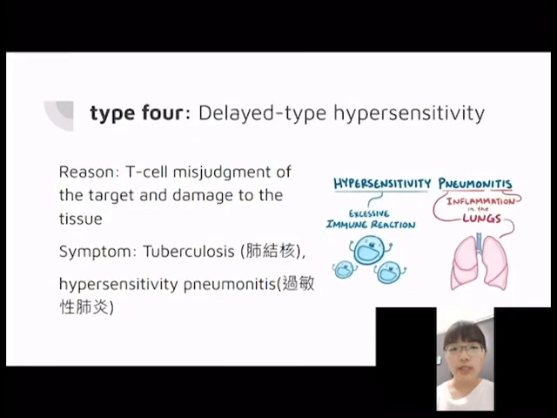The last type is delayed type hypersensitivity. It is named so because after contact with certain allergens, symptoms need more than 1 day to occur. It is caused by T-cell misjudgment of the target and damage to the tissues, because it usually takes about 48 to 72 hours for the T cells to migrate to the site of action. Most of the tissue's inflammatory response began to take effect during this period. The typical symptoms are tuberculosis and hypersensitivity pneumonia.